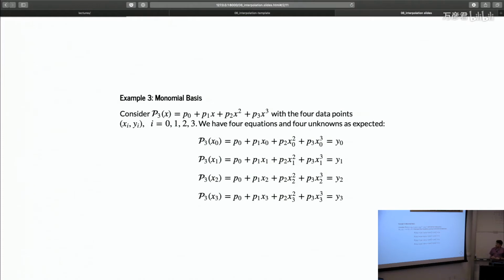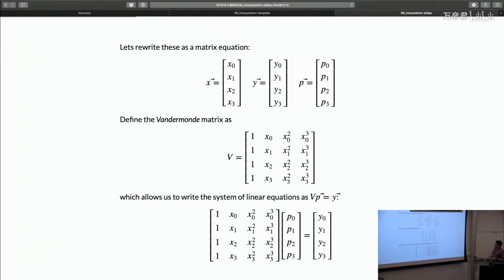Okay. So I can rewrite that as this. So I have a vector x. That's actually kind of the less important value here. So that's just a vector of all the locations, the independent variable values. Y is our vector of data. It's a little bit more important. And then P is going to be our unknown vector.